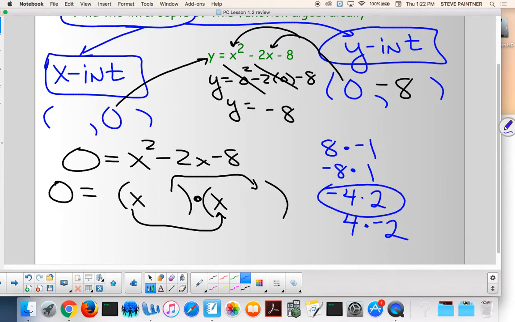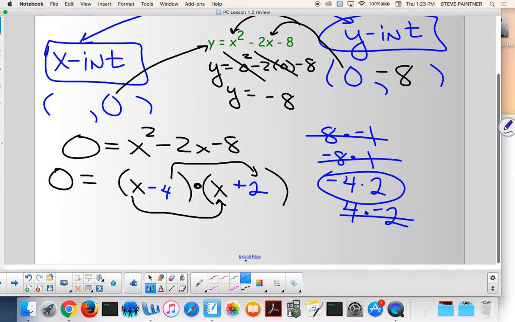Because 2 added to negative 4 equals negative 2. The two together multiplied is -8. The two together, when you add them, is -2. That's why you want these two. Not this, not this, not this. So you go x minus 4 times x plus 2. And then you have your factors.